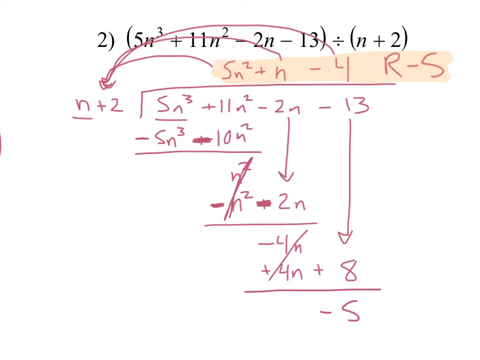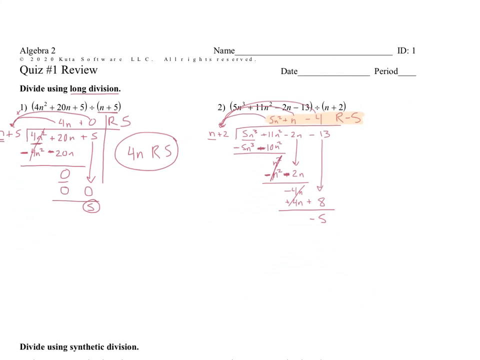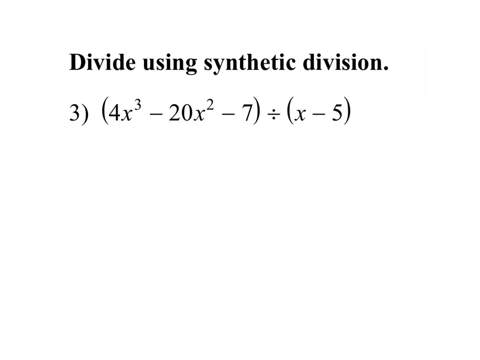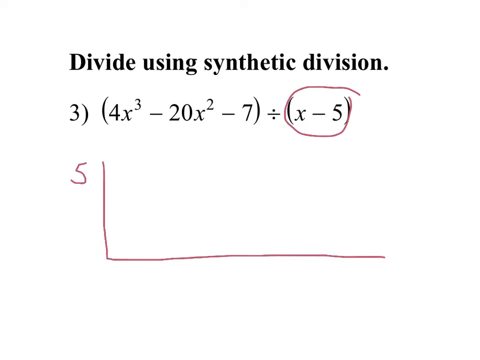Okay, let's do synthetic division now, and we'll see the difference. So divide using synthetic division. The first thing we do here is we take the number and we change the sign. So since it's a -5, we have to make it a +5. The important part in synthetic division is that you change the sign of what goes outside the box, because if you don't change the sign, you're going to get the whole question wrong. So you need to change the sign.